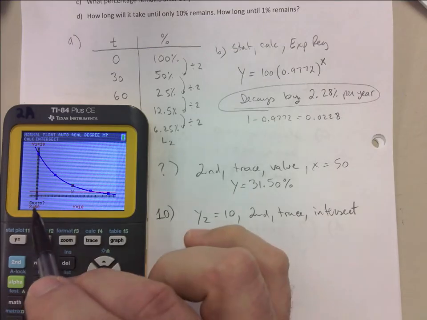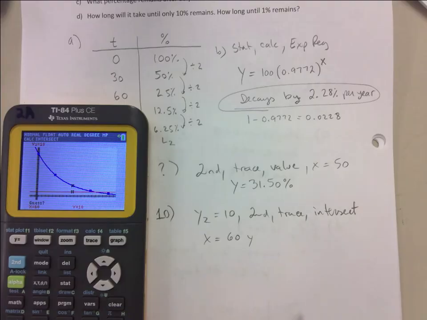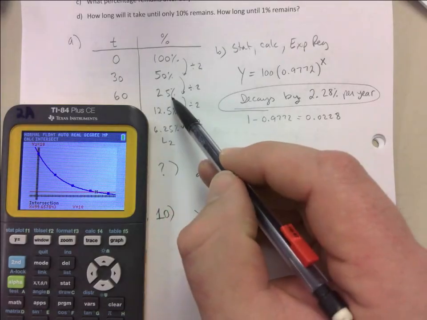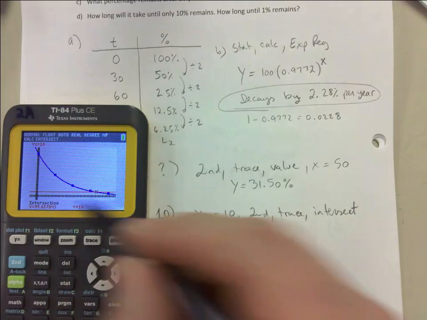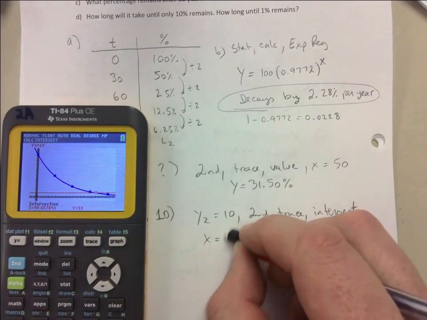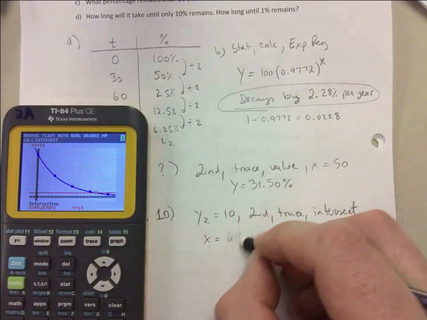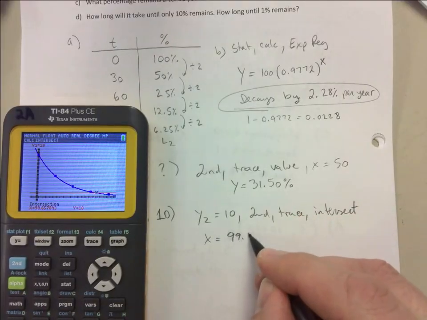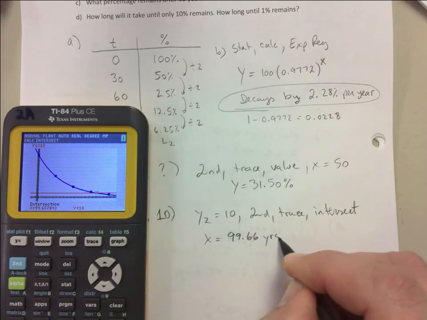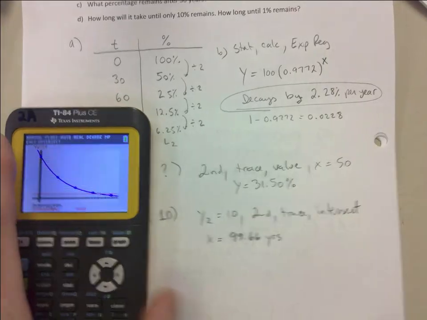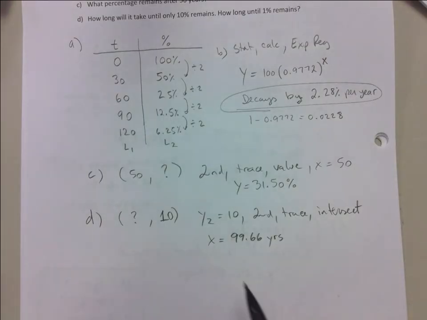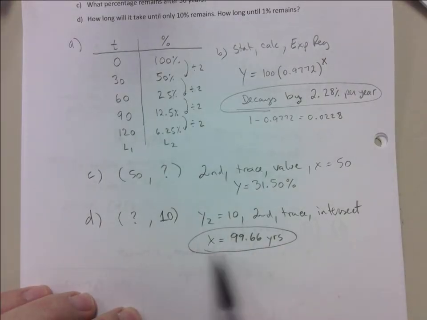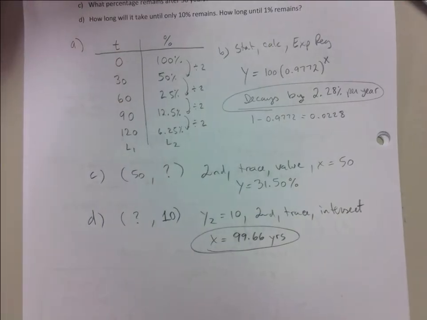Sorry. It says guess. I forgot to hit enter one more time. That can't be. I'm like 60. It says 25 right here. Why is it 60? There you go. It's 99.66 years. Couldn't I say 100? Not in applied.